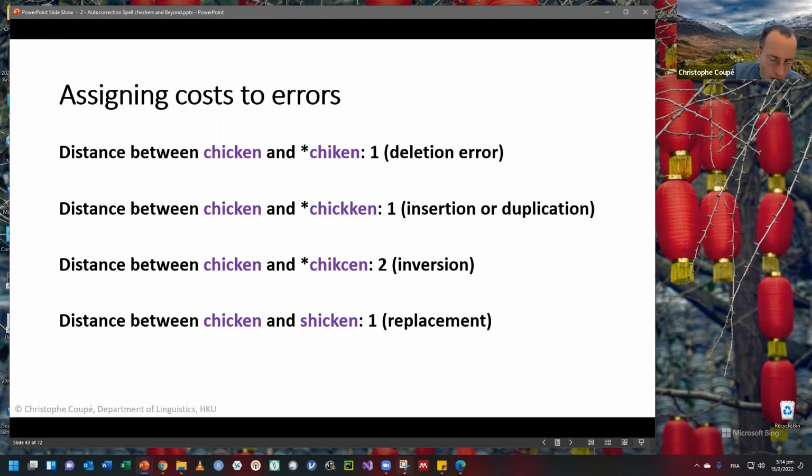If you have chicken and you have inverted the K and the C, then the distance is 2. And then if you have chicken and you have replaced the first C by an S, then the distance is also 1. So this is the edit distance, this Levenshtein distance for very simple errors. Deletion error, distance is 1. Insertion or duplication, distance is 1. Inversion, distance is 2. Replacement, distance is 1. So these are very simple cases. But what happens when it's slightly more complex than that?